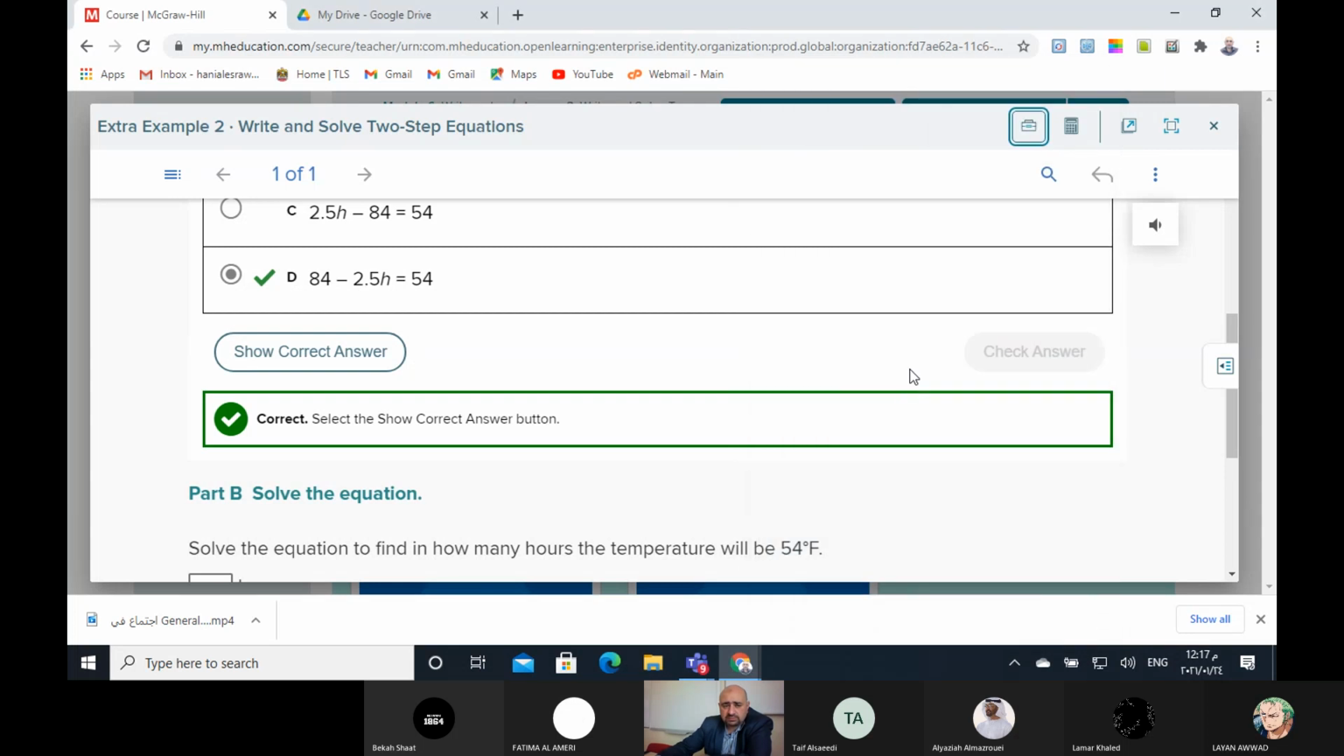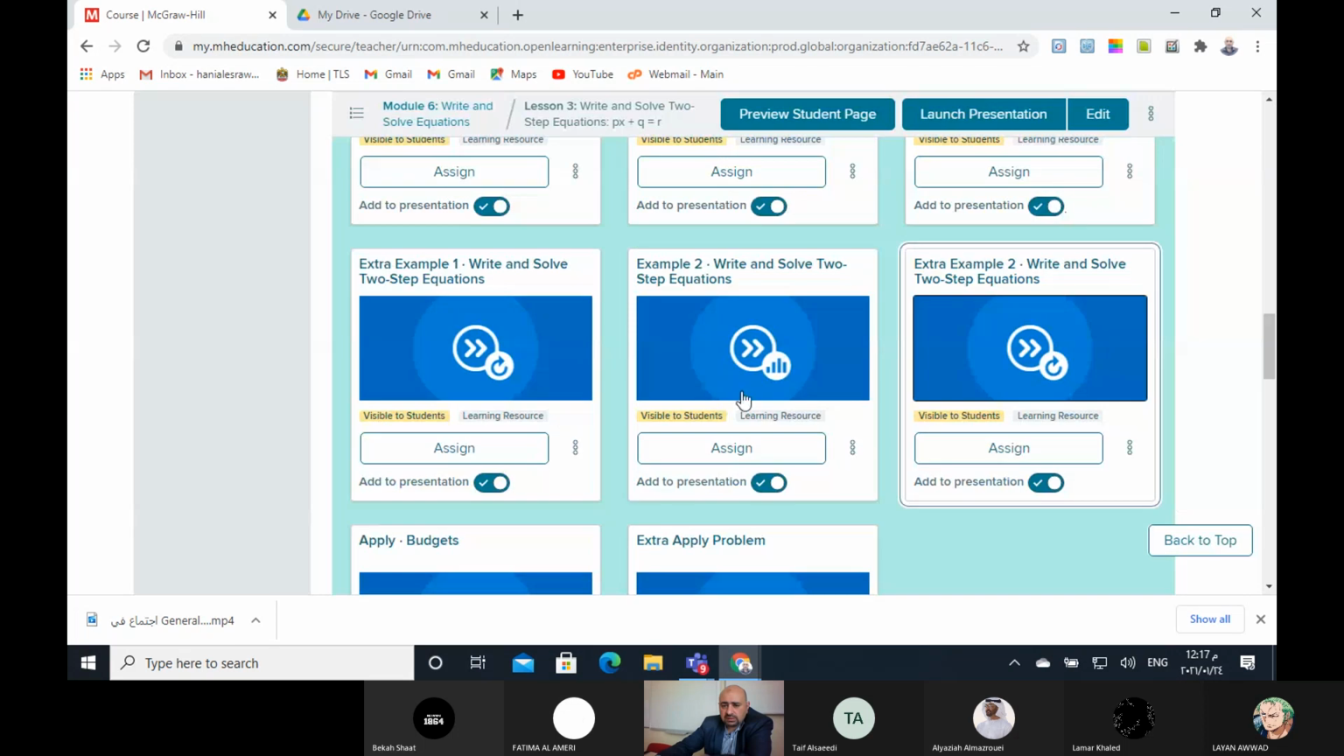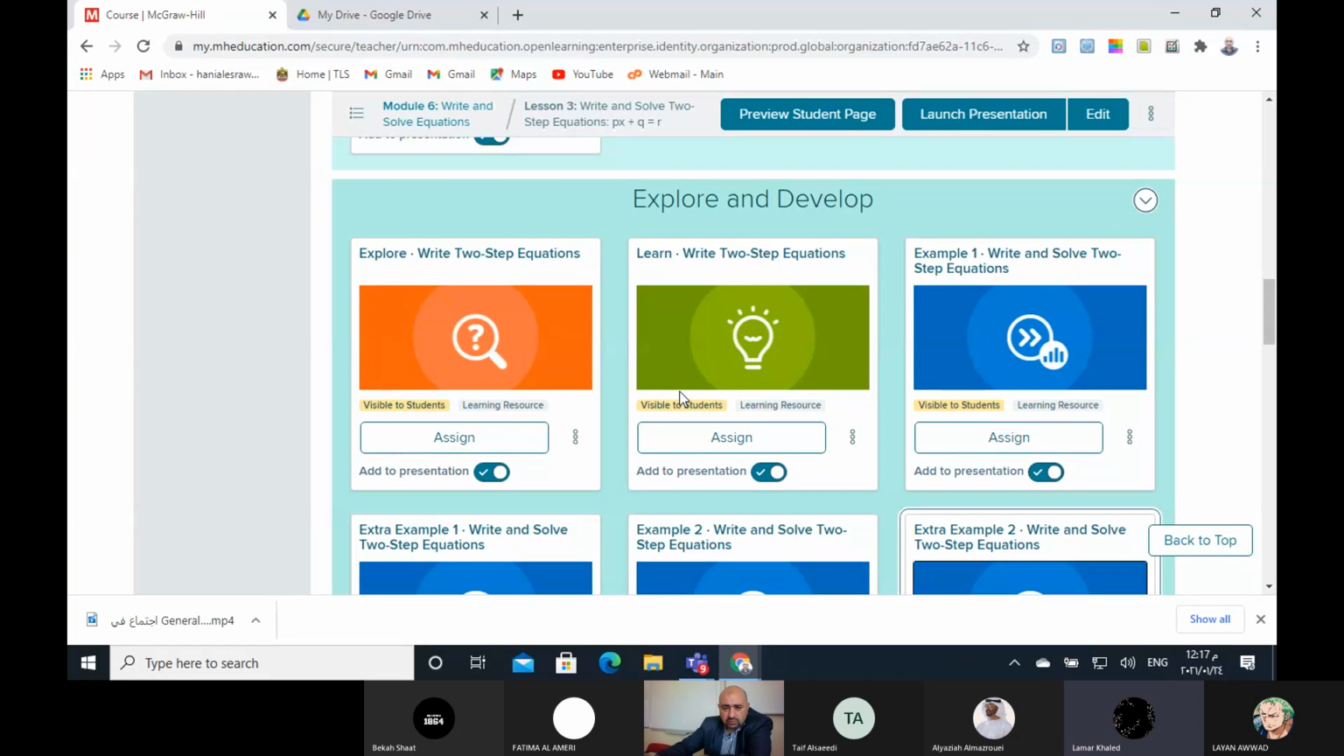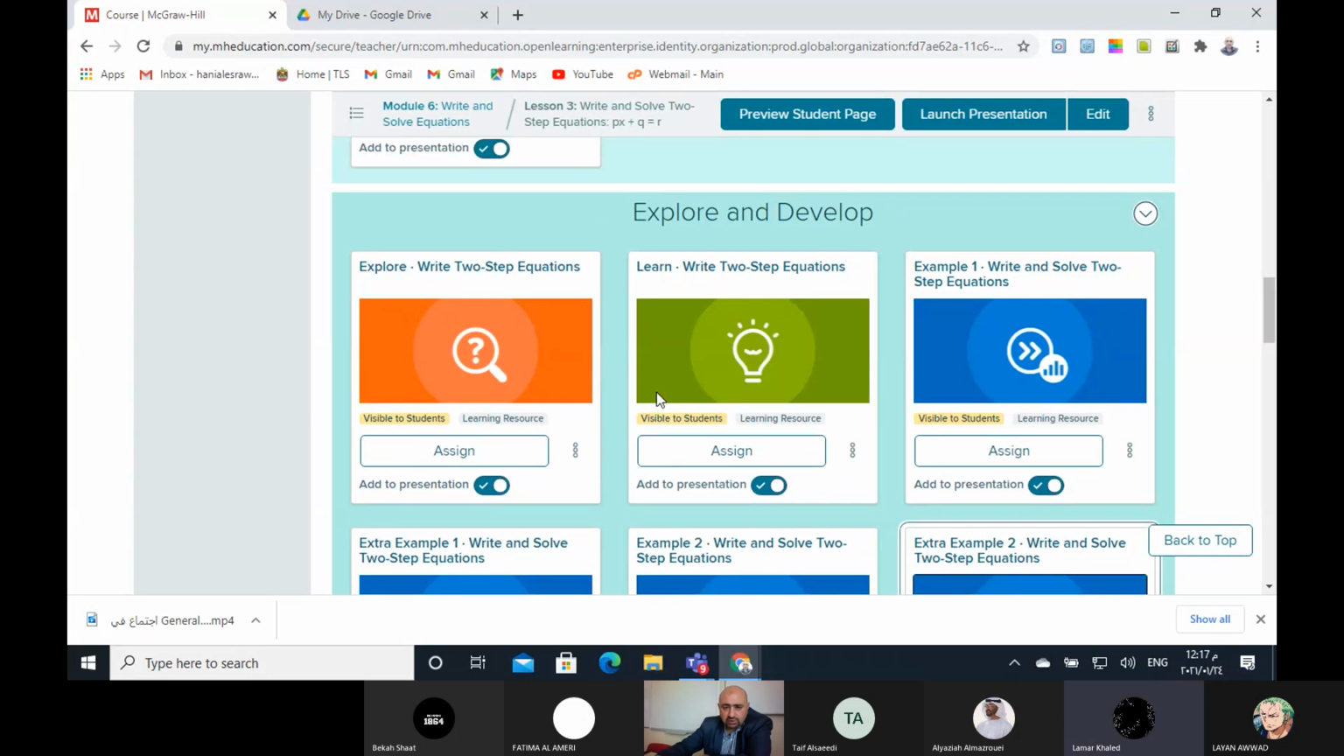Who has any question here? No question. Is it clear for all? Yes, sir. When we do the homework, should we write the equation also? Yes, we want to write the equation first, then we want to solve this equation. Okay, thank you. And tomorrow, inshallah, we will solve the homework together, okay?